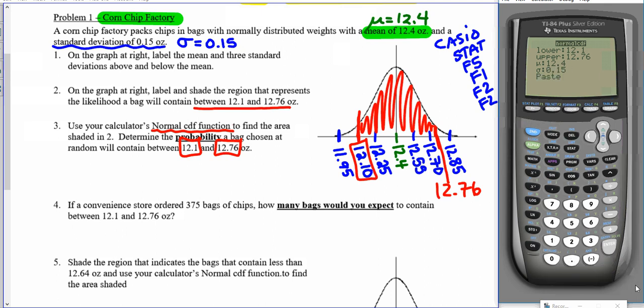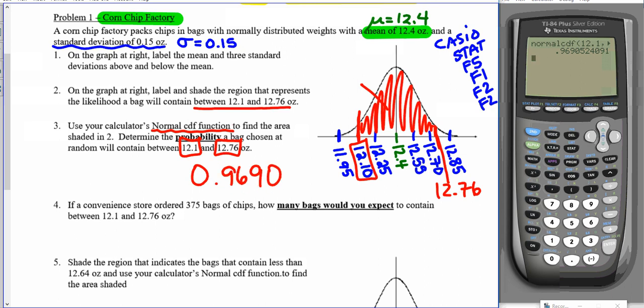Then it says paste. I hit enter. It might say execute, depending which calculator you have. You just hit enter again and it tells you. So this is the normal CDF. This is the value, or the total area that's in here, was 0.9690. If it asks for the area or the probability, I would give this number. I think it's a good idea when I'm done to make sure it made sense. I said this should be a lot of the area, so it should be pretty close to 1, and that one was.